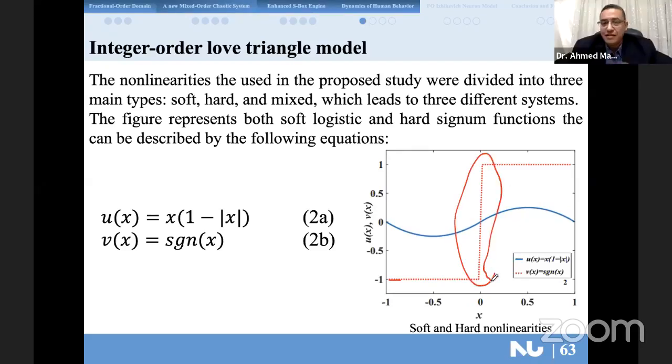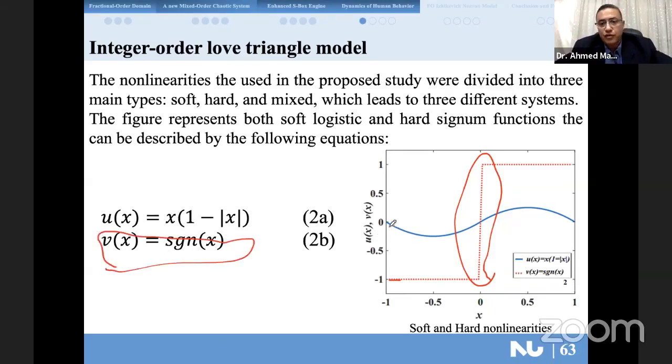Hard nonlinearity here is like in a communication system. If you have a hard decision between 0 or 1, if you are transmitting something like 0 and 1, you have to decide if it's 0 or 1. So you have a hard threshold that already defines if it's on or off. So we use this function for modeling this relation.